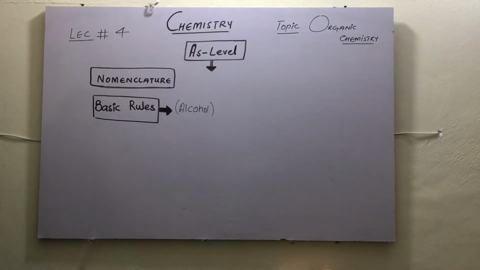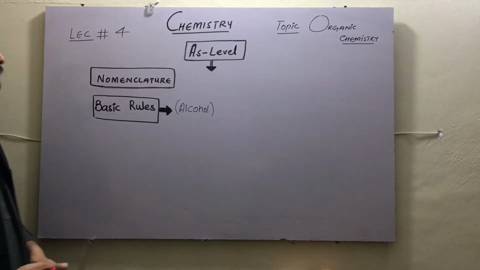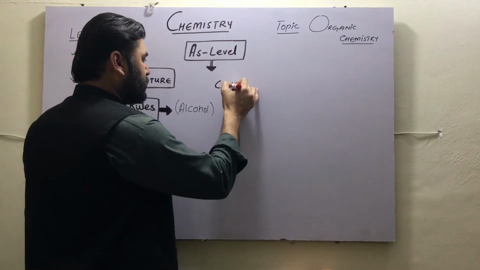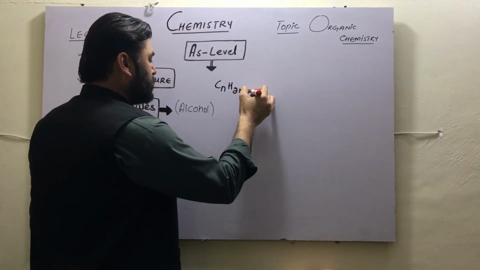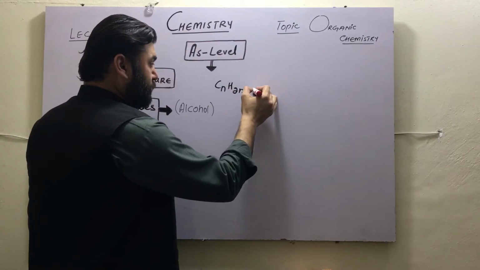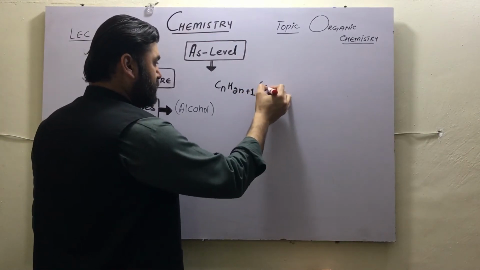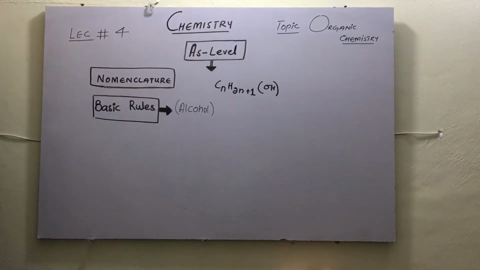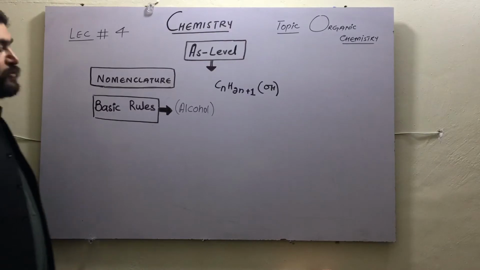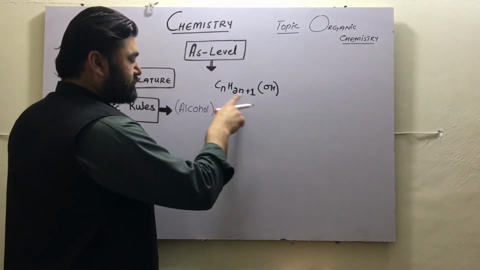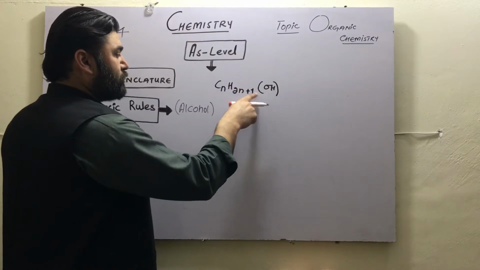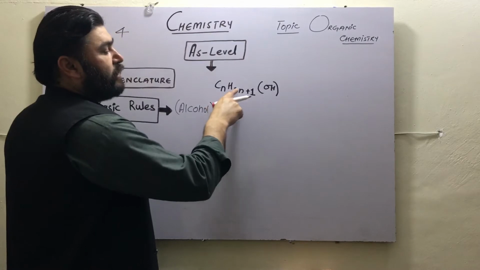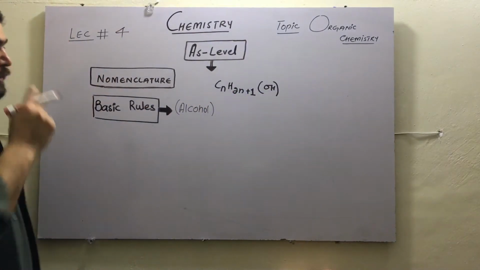So let me introduce one thing which is very important. What is the general formula of alcohol? It has a similar general formula, CnH2n+1OH. Whenever OH is present, we can say there is an alcohol. Alkane has the formula CnH2n+2, but here we will not put plus 2; we place one hydrogen, so CnH2n+1OH. This is the general formula of alcohol.